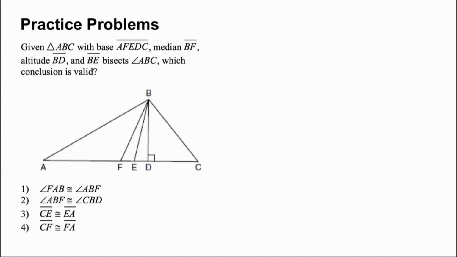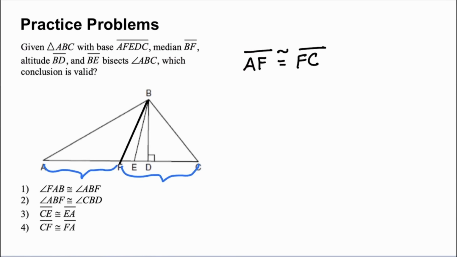So going through this one by one, we're given this triangle ABC with base AC. We have median BF. Okay, so we're going to pause and focus on this median part. If this guy right here is our median, we know that it's going to bisect the line segment that it goes through. This side of the triangle is going to be equal to this part of the triangle. So I'm actually going to write that right now. AF, this whole thing, is going to be equal to FC, or congruent, let's say.